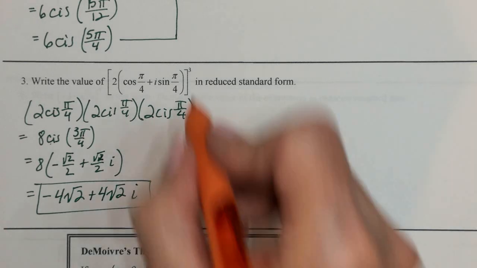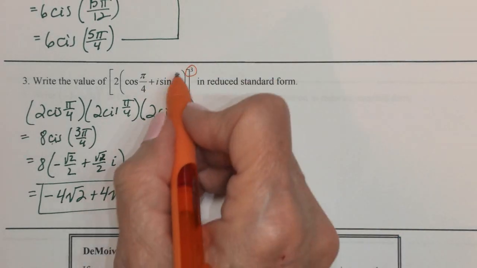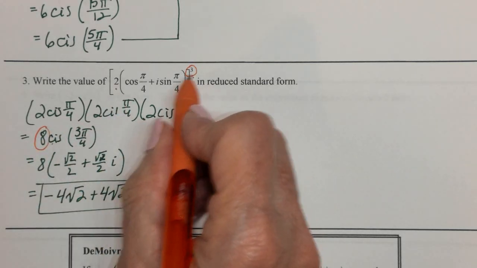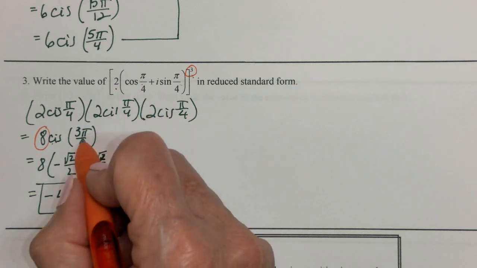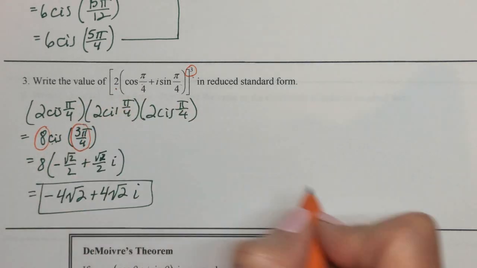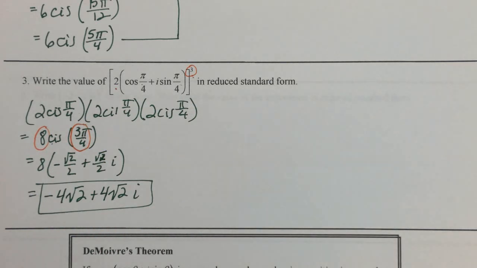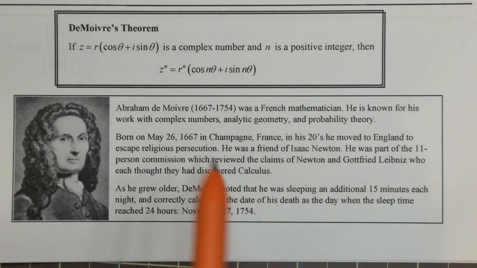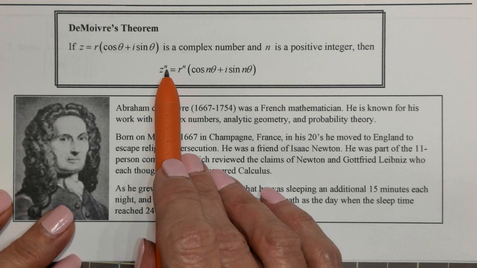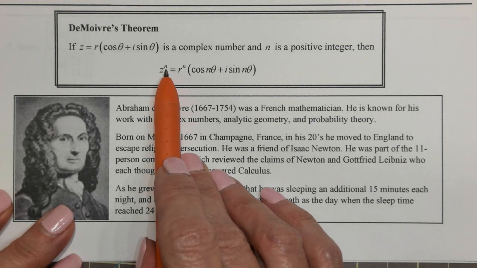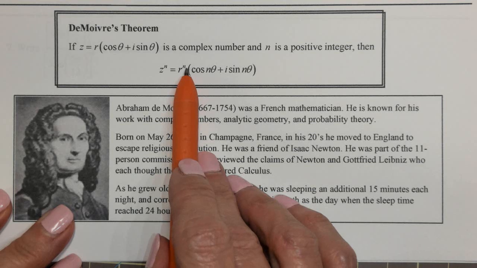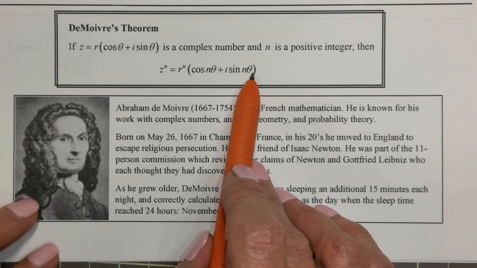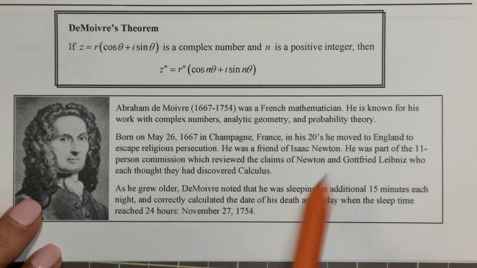Okay, let's generalize that. When we had that 3 out there, we cubed the 2, we cubed the real number, and then what did we do with that 3 for the argument? We multiplied it by that argument, right? That is de Moivre's theorem. If you are raising a complex number to an n power, you raise the modulus to the n power, and then you multiply the argument by the power. That's de Moivre's theorem.